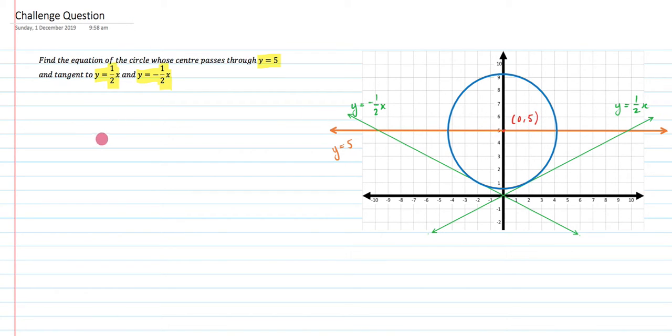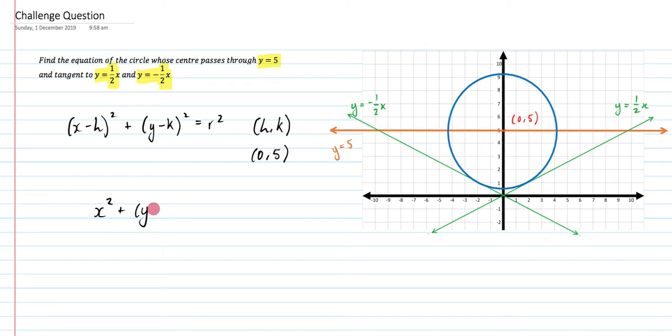Now this is going to be important because now I can come over here and write down my equation for a circle, which has its h's and k's. And we know that my h and k is where my center is, and it's going to be 0 and 5. So therefore, by subbing in these values into this equation, my circle is going to be x squared plus (y minus 5) squared equals r squared.